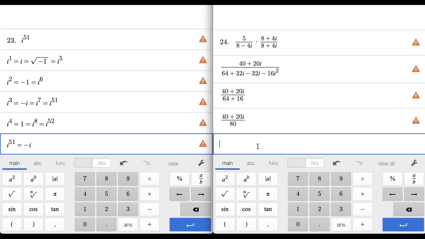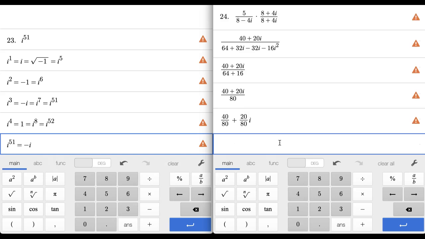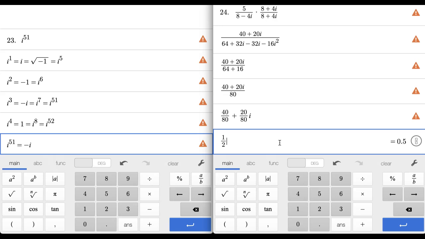Which then gives you 40 over 80 plus 20i over 80, which you can further write like this. So 20 over 80 i, and that's where your 1/2 plus 1/4 i comes up in your answer key, right? Which is just the simplified version of your original expression here.